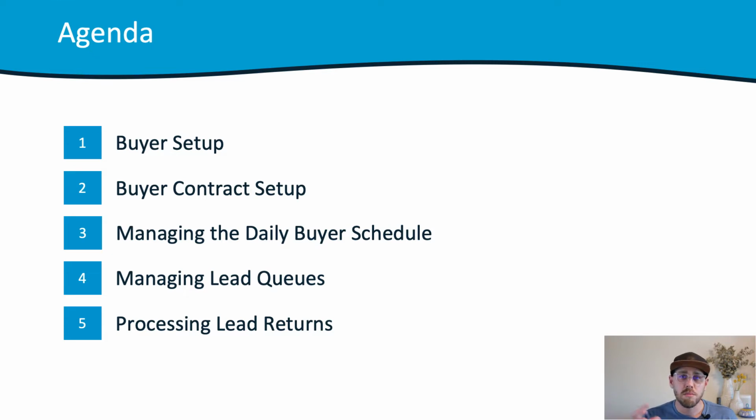So this is a one-to-many relationship with your buyers. So one buyer can have multiple contracts because they may be purchasing different types of leads from you. So you could have a mortgage lead being sold and then a refi lead, so a new mortgage versus a refi. Those might be two different buyer contracts for the same buyer. So we'll get into that and how to set those up as part of this training as well.